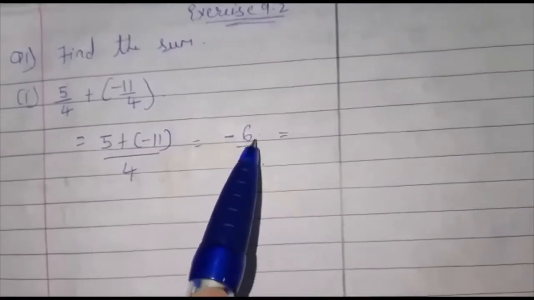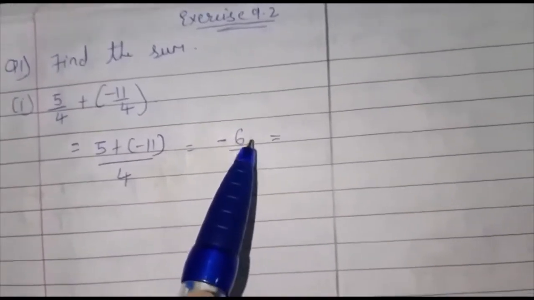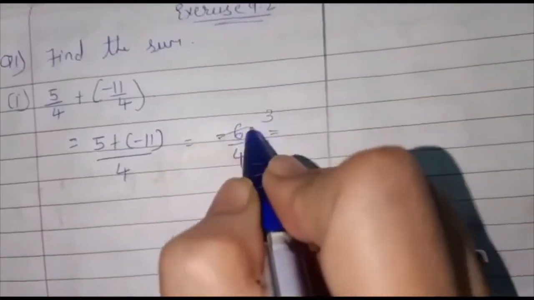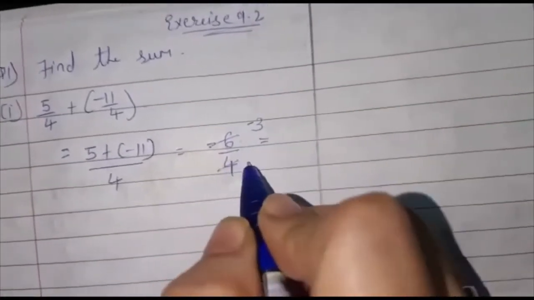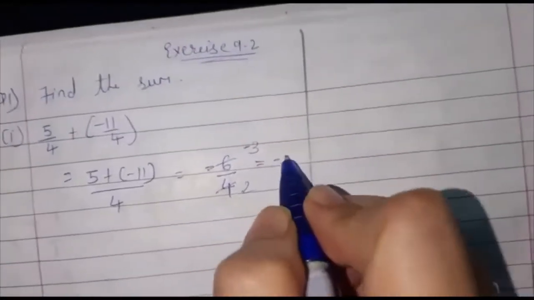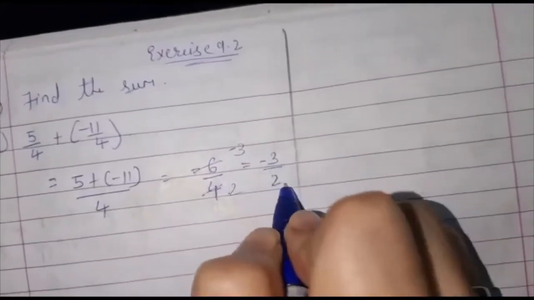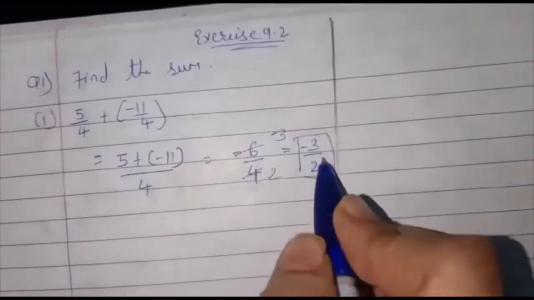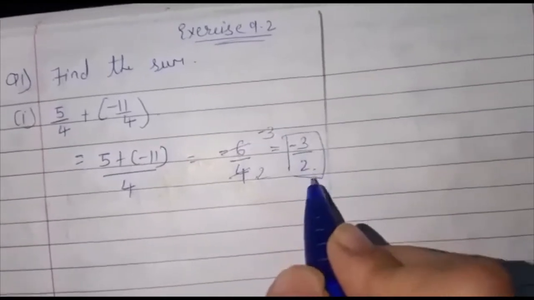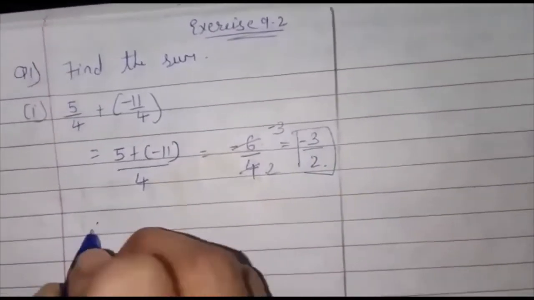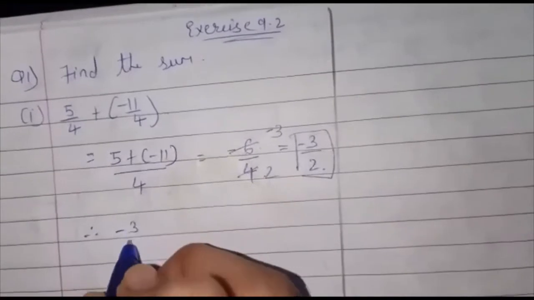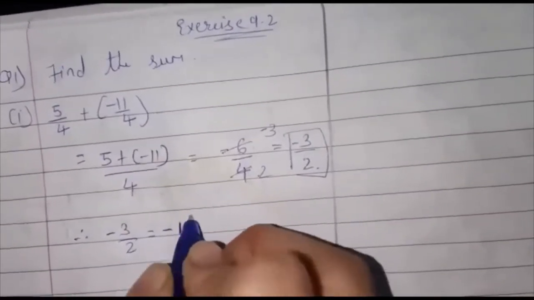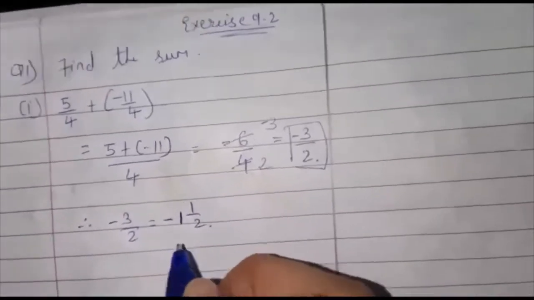Now we can reduce it. Minus 6 and 4 come in the table of 2. So 2 3s are 6, with the negative sign, and 2 2s are 4. So minus 3 upon 2. But minus 3 upon 2 is an improper fraction because the numerator is greater than the denominator. So we will convert it into a mixed fraction. Minus 3 upon 2 equals minus 1 integer 1 upon 2.